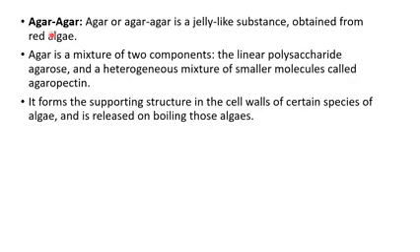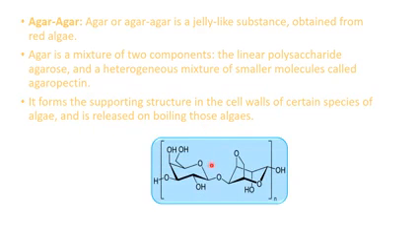Okay, and this is Agar-Agar, a jelly-like substance obtained from red algae. Basically, biotechnology students will know Agar-Agar, which is used as a substrate in studies. Actually, it's a mixture of two components: the linear polysaccharide agarose, and a heterogeneous mixture of small molecules called agaropectin. Okay, it forms the supporting structure in the cell walls of certain species of algae and is released on boiling these algae. And this is the basic structure of Agar-Agar.